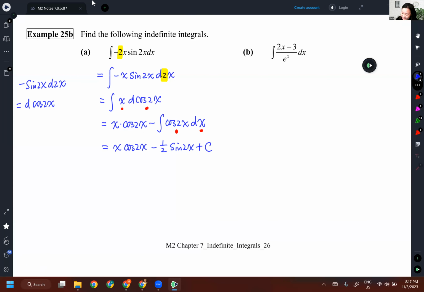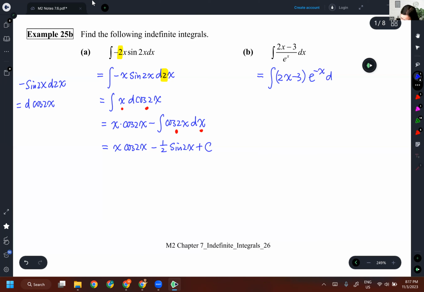Okay. For this one, the first I will rewrite. Now I'm not ready yet. I'll rewrite. Okay. And then I'm going to integrate this part. The exponential first. The previous example, I do the trigonometric first. This one, I do exponential first.